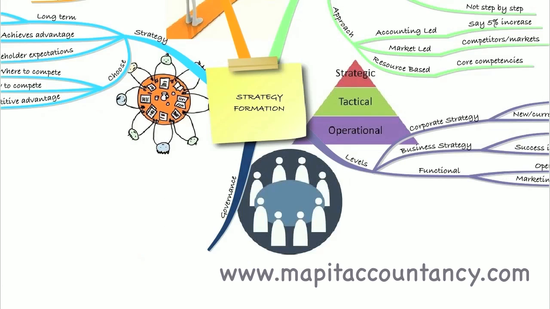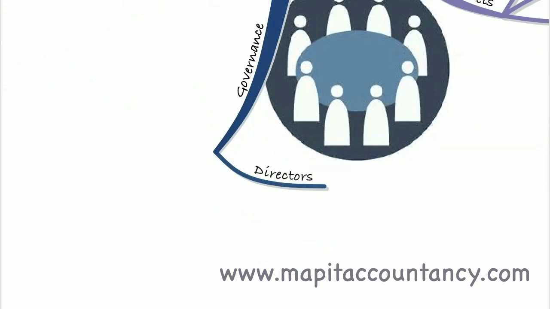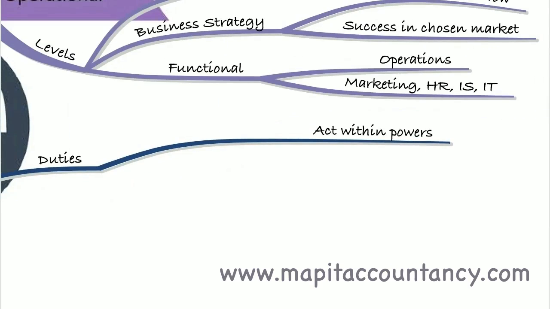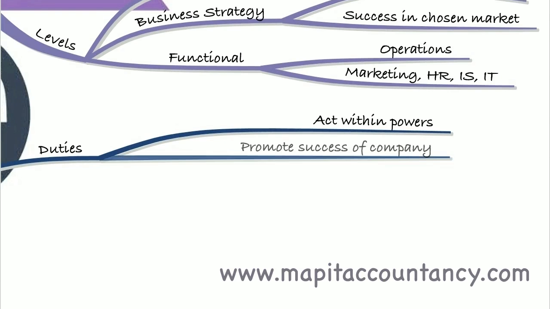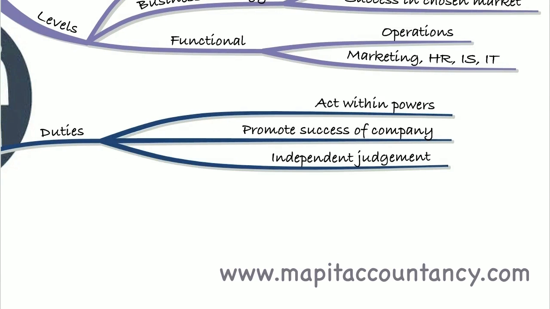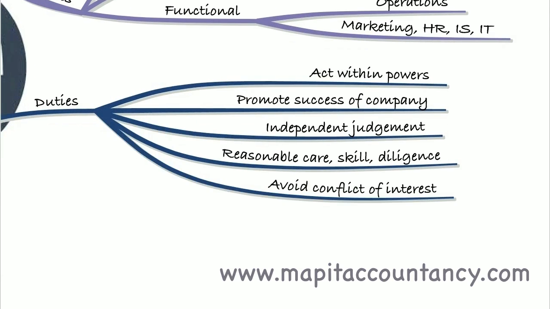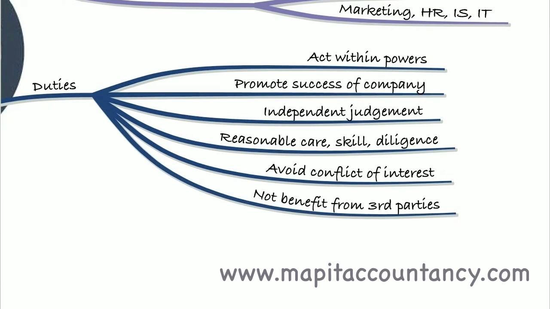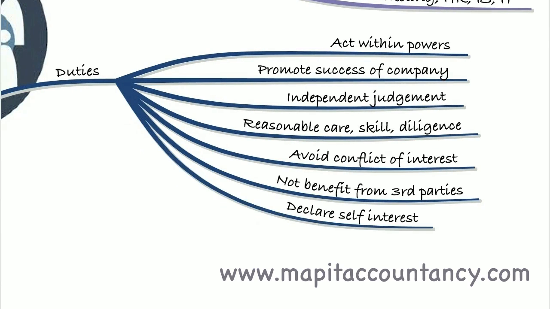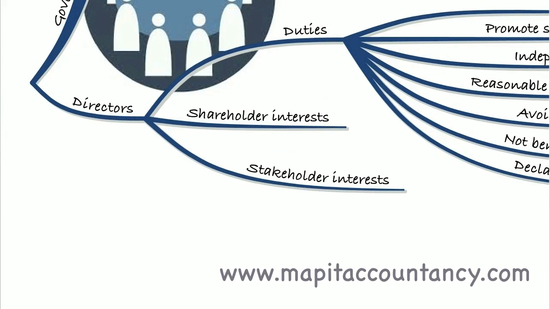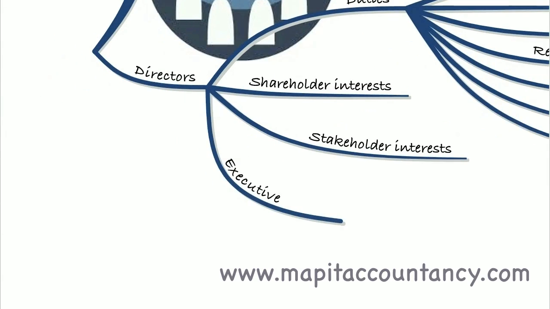We also discussed during this lecture the governance of the organisation. Remember, that comes from the top of the organisation, the directors. The directors' duties are to act within the powers that are given to them within the organisation, to promote the success of the company, to use independent judgment, to take reasonable skill, care and diligence, to avoid conflicts of interest and to not benefit from third parties. Also, if there are any self-interests, to declare those self-interests to the organisation. The directors also need to take into account shareholder interests and stakeholder interests, both of which we'll look at in detail later on.